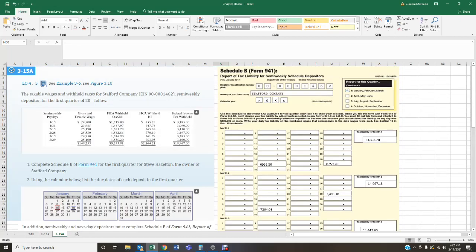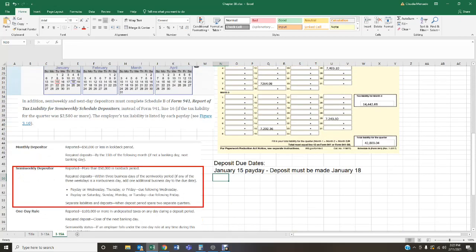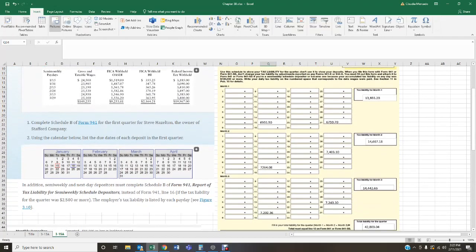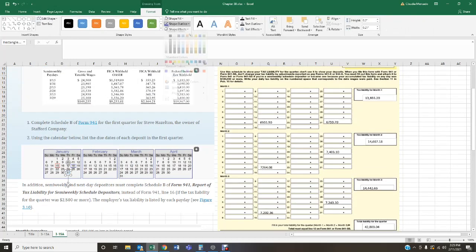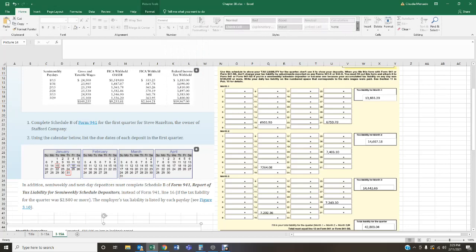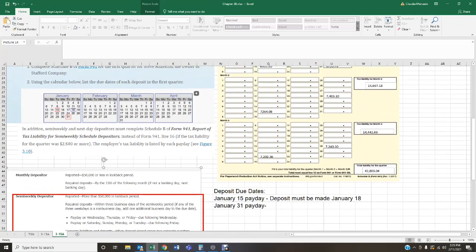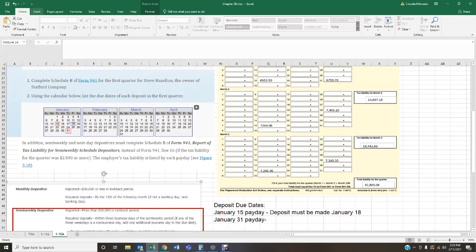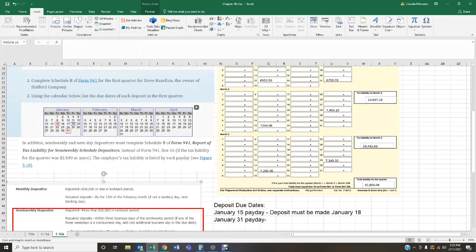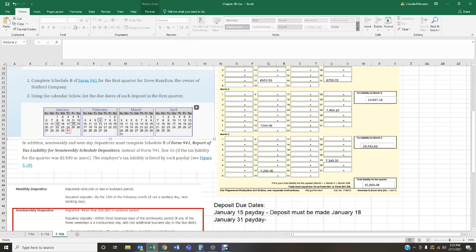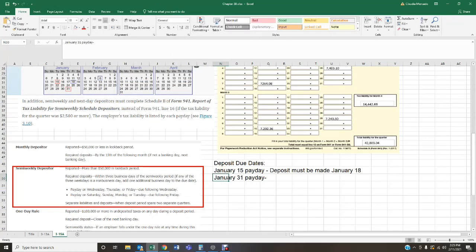Now, the next one is January 31st payday. Let's see what happens there. Let's find January the 31st. And January the 31st, right there, it fell on a Thursday. So let's go down here and it says that if it falls on a Thursday, it's due the following Wednesday. So what's the following Wednesday? Let's go see. The following Wednesday would be the 6th. So I would have to make my deposit by February the 6th.